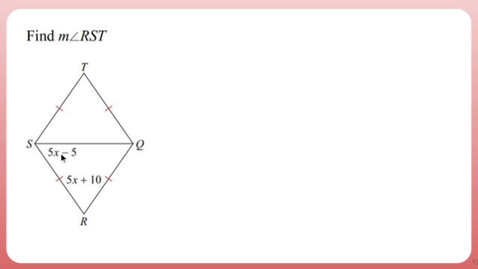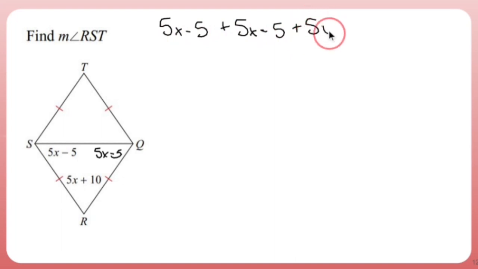Because if you're 5x minus 5, then you are also 5x minus 5, because isosceles triangles have the same exact base angle right here. So I can set up an equation where this angle plus this angle plus this angle equals 180 degrees. So let's do that. 5x minus 5 plus 5x minus 5 plus 5x plus 10 equals 180. Good news.